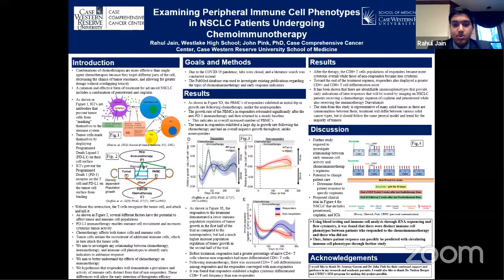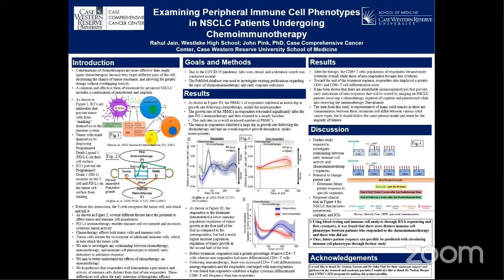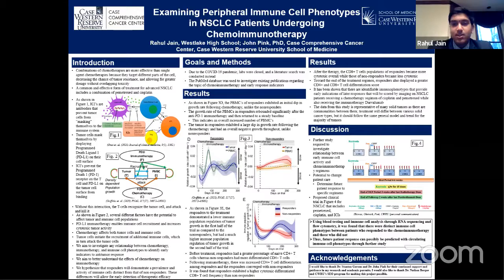Combination of chemotherapy and immunotherapy, shown in figure 2, has been shown by various clinical trials to be a more effective treatment than single agent regimens due to their combined anti-tumor effects. We aim to investigate any relationship between chemotherapy, immunotherapy, and immune cell phenotypes to identify early indicators of anti-tumor response. We hypothesize that responders will demonstrate a prevalence and activity of immune cells distinct from that of non-responders. These differences will allow for early detection of therapeutic efficacy.